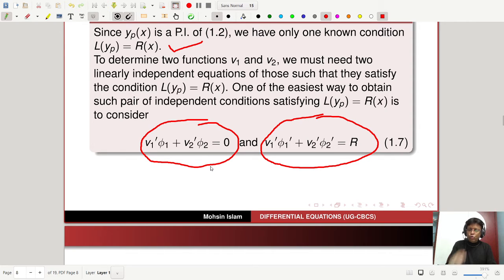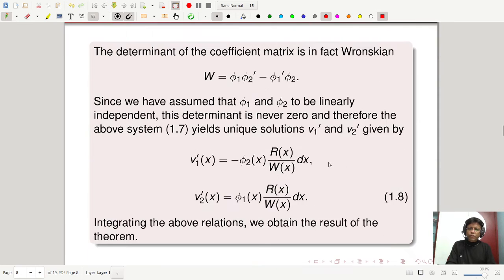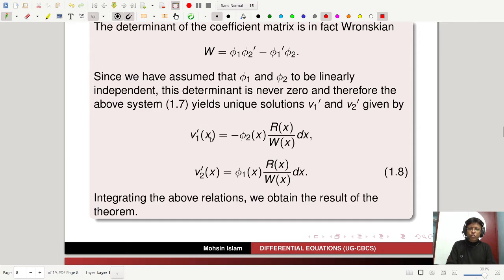What is the next task for you? You are going to solve these equations. You will solve this and this for v1 prime and v2 prime. If you solve, you can calculate the determinant of the coefficient matrix, which is the Wronskian. Then your v1 prime will be like this. This is your v1 prime and v2 prime.